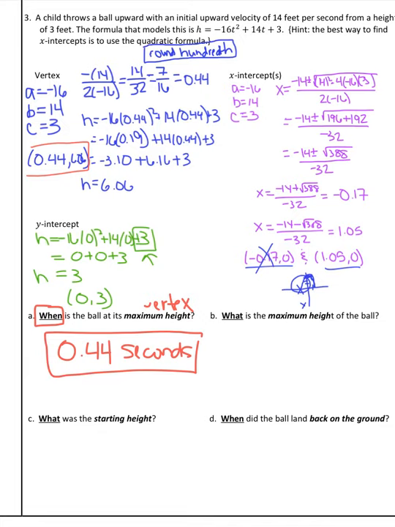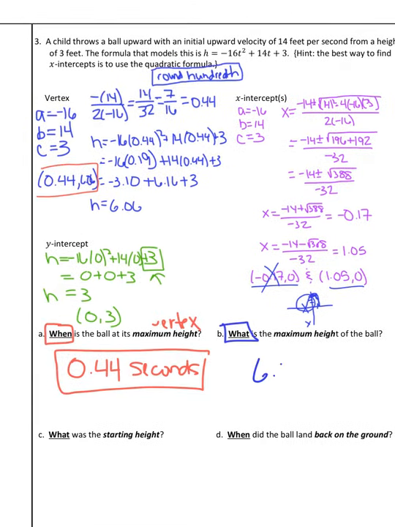So then what is the maximum height here? This one says, what is the maximum height? That maximum height is 6.06 feet. Right? So in 0.44 seconds, it's going to be at 6.06 feet.